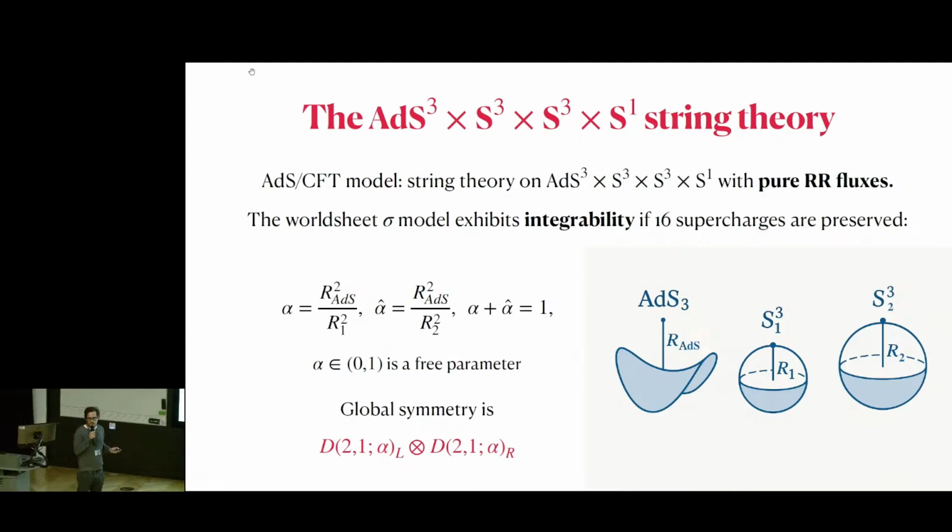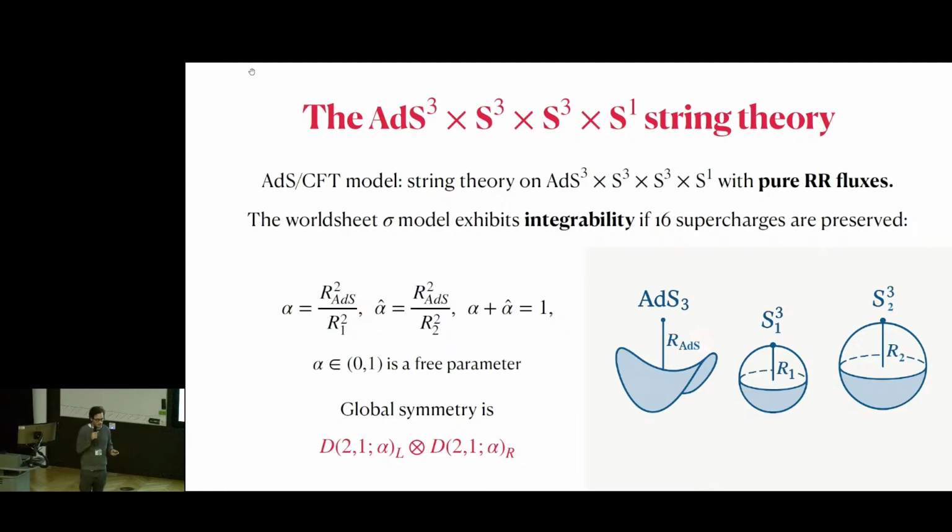This model exhibits integrability if 16 supercharges are exactly conserved, and this imposes some constraint on the geometry. This constraint can be resolved if you introduce a parameter alpha, which is basically related to the ratio of the radii of the three spheres. And this free parameter is also contained in the symmetry group of this spacetime, which is two copies of the exceptional Lie algebra D(2,1;α). Alpha is also contained between 0 and 1, by the way.